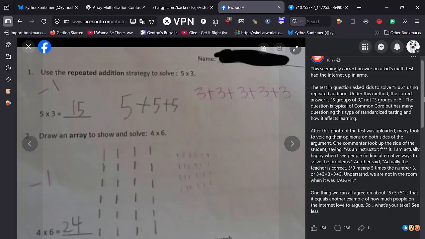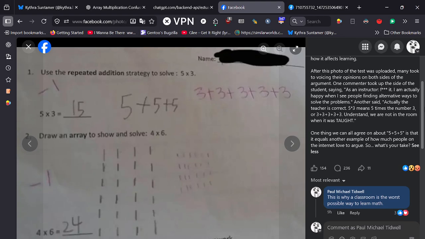After this photo of the test was uploaded, many took to voicing their opinions on both sides of the argument. One commenter took the side of the student, saying, as an instructor, I'm actually happy to see people finding alternative ways to solve the problems. Another said, actually, the teacher is correct. 5 times 3 means 5 times the number 3, or 3 plus 3 plus 3 plus 3 plus 3.